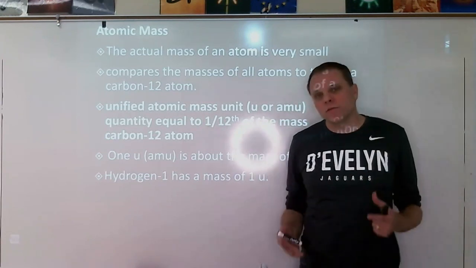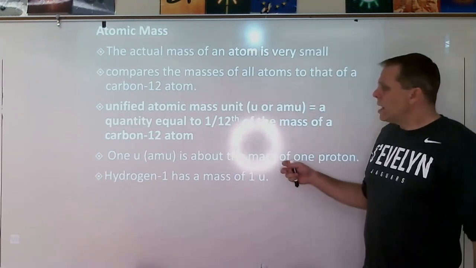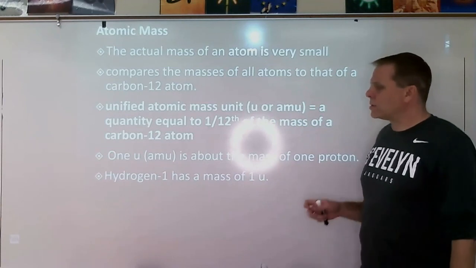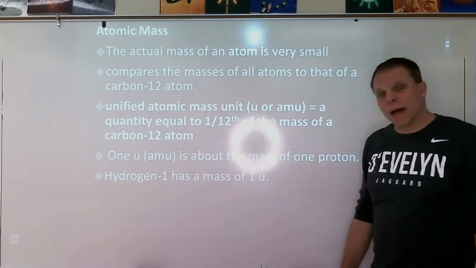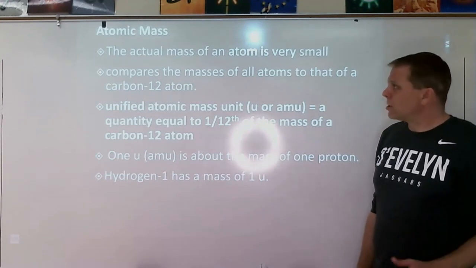This is about relative masses, okay? So 1 U is about the mass of 1 proton. So hydrogen-1, which has just 1 proton, is going to have a mass of 1 U. Does that make sense? So that's atomic mass.